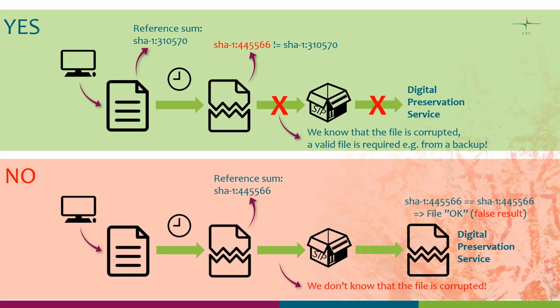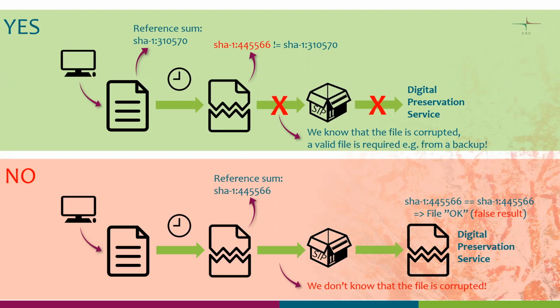To follow the file integrity, the checksums need to be calculated and compared with the original checksums periodically, for example once in a year, and especially each time when the file is transferred or copied to another location.